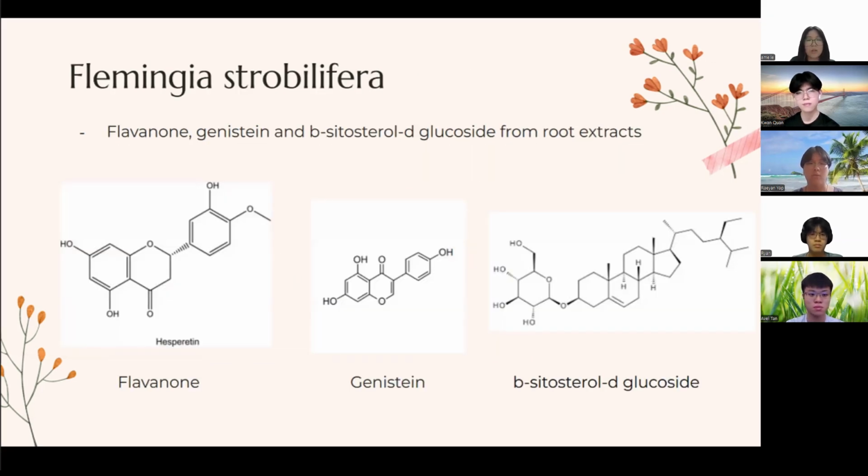A few examples of the active ingredients that can be found in the root extracts are flavanone, genistein, and beta-sitosterol D-glucoside. I'll be briefly explaining it. Flavonoids are bactericidal and bacteriostatic. They damage the cytoplasmic membrane and inhibit energy metabolism and synthesis of nucleic acids. Genistein is a phytoestrogenic isoflavone with antioxidant properties, and it plays a role as an antineoplastic agent and a tyrosine kinase inhibitor. Beta-sitosterol D-glucoside acts as an inhibitor of cholesterol influences that trigger inflammation.